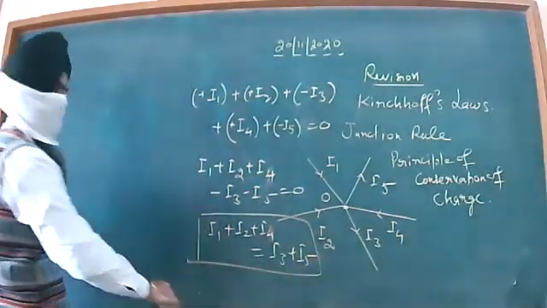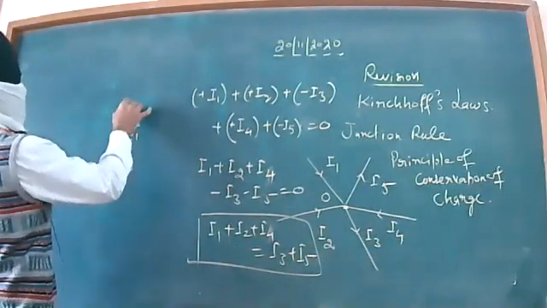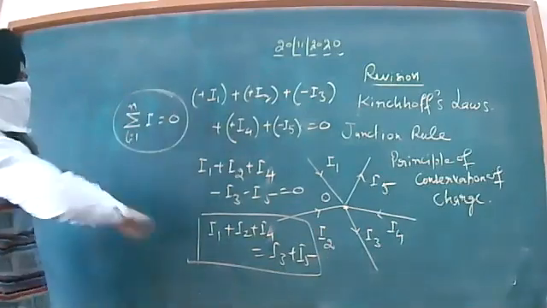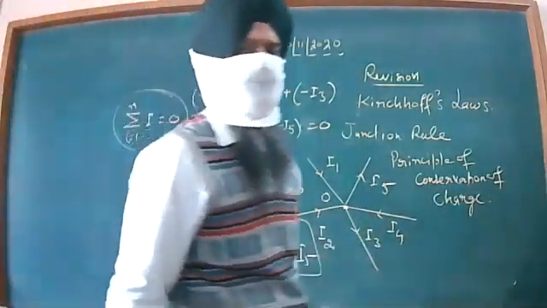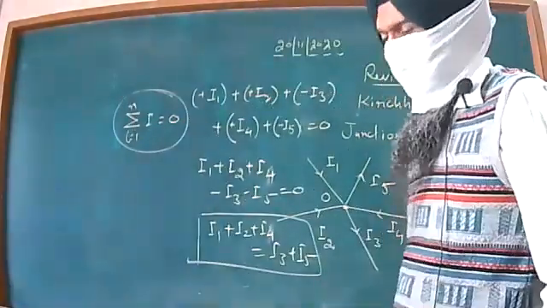It is also written in this form: the summation of I, with i varying from 1 to n, at point O is equal to 0. All the currents entering are equal to all the currents leaving the circuit.